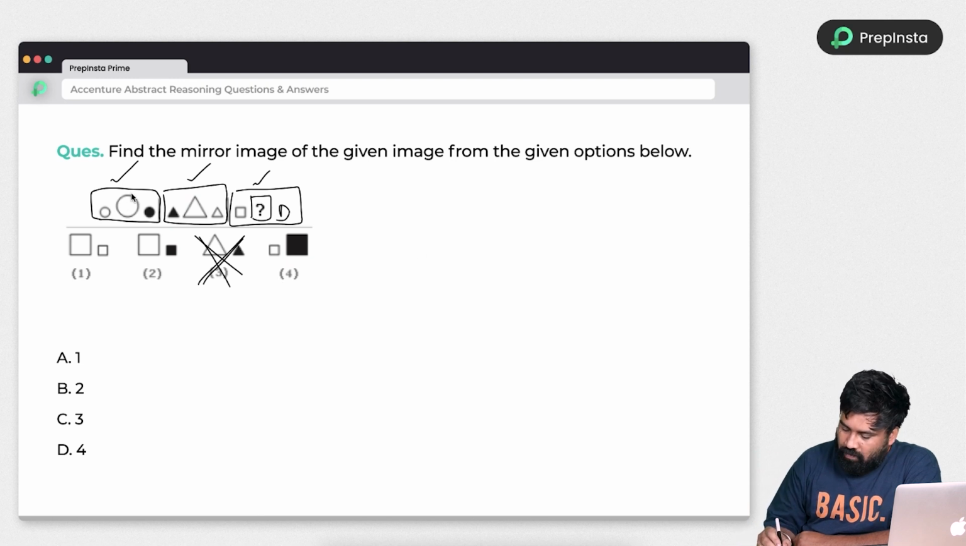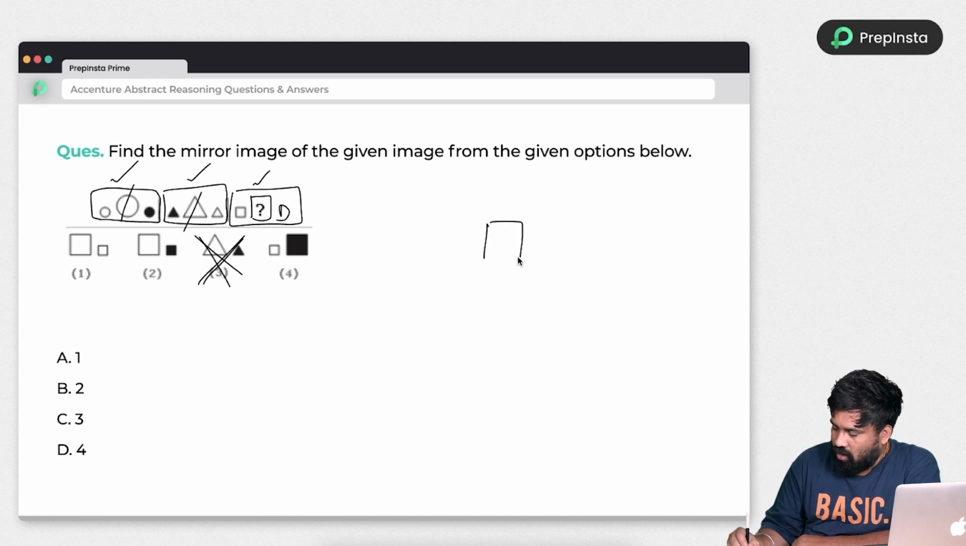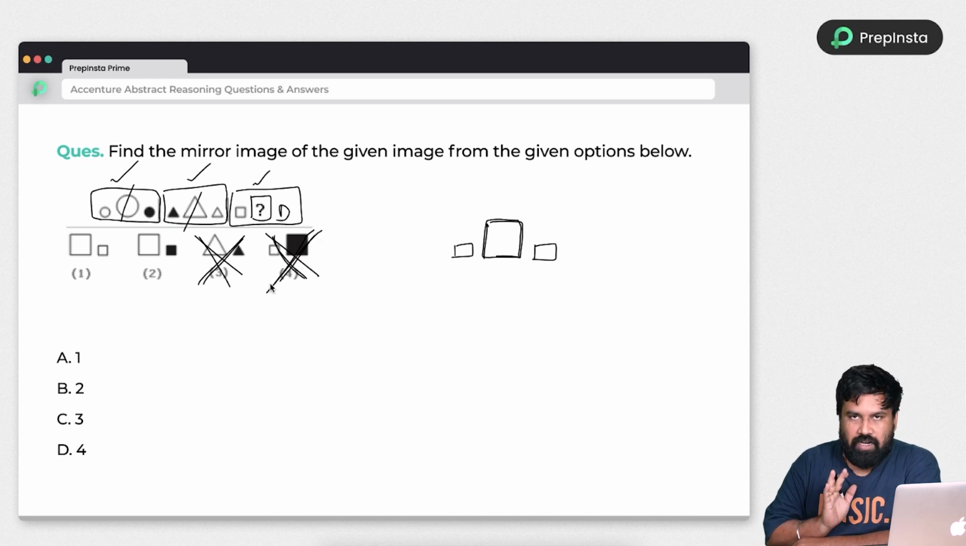Next one, if you observe the middle figures, which are bigger in size, they are not shaded, right? So the middle one is always a bigger square, and on the left-hand side and right-hand side, small symbols were there. So big square, which is not shaded, means option 4 also you can eliminate.